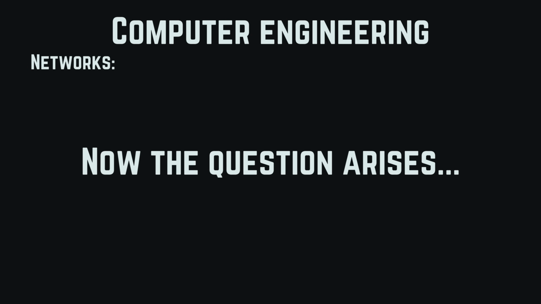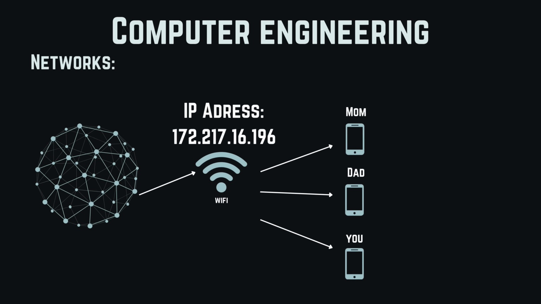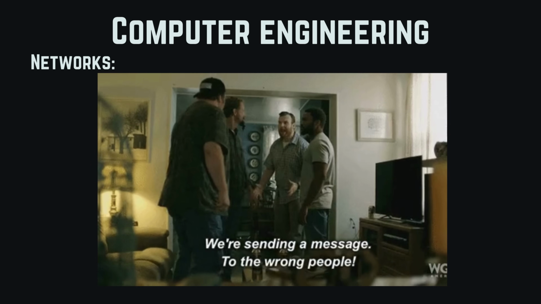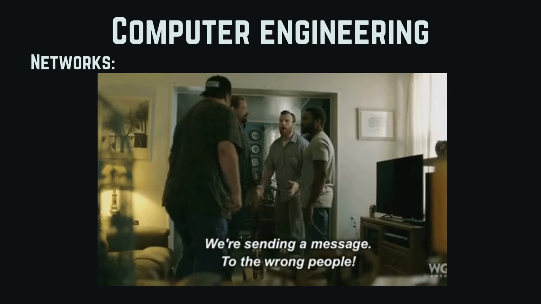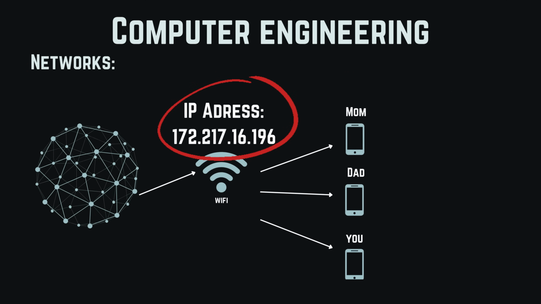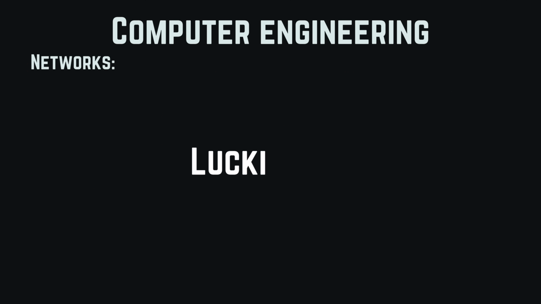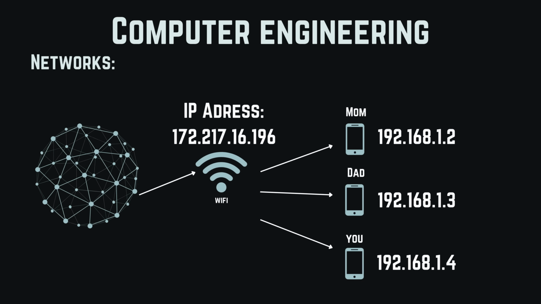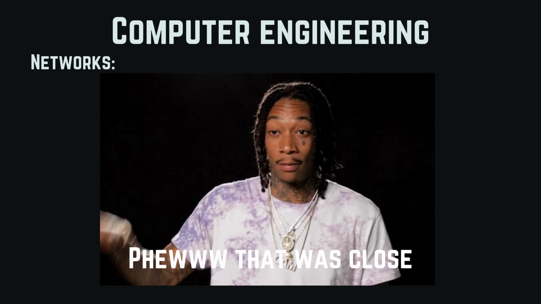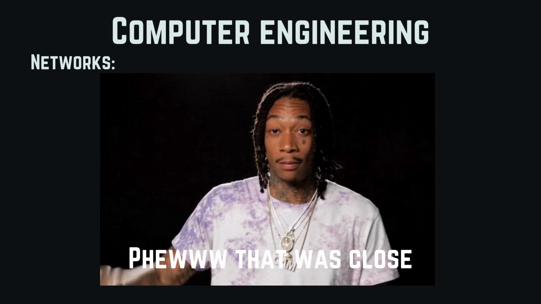But now the question arises, what happens if we have multiple people in our Wi-Fi connection network? Couldn't it be that my WhatsApp messages that my friends send me goes to my mom's phone instead of mine, if we only have one single IP address? Luckily no, because every device in the network gets a unique IP address as well, so there can be no confusion or secrets exposed that nobody should know.